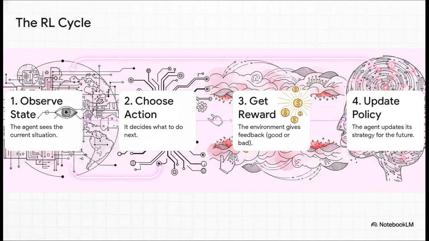And this whole learning thing happens in a constant loop. The agent observes the world, it tries an action, and then the environment gives it feedback, either a reward or a punishment. Based on that feedback, the agent updates its strategy, making it a little more likely to do the good stuff again and a little less likely to do the bad stuff. Observe, act, get feedback, update the plan, over and over and over.